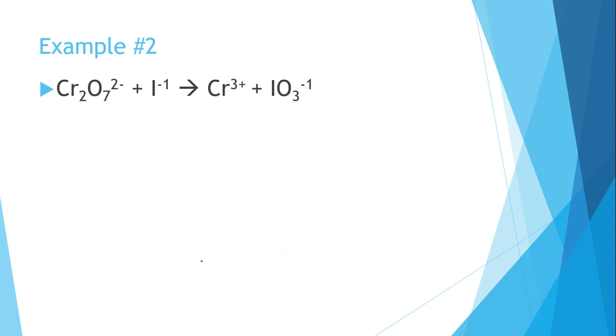Let's try to do that with another example. Here, we need to separate it into the two half reactions. So chromium with chromium and iodine with iodine. So here, Cr2O7 2- yields Cr3+. First thing we need to do is balance our atoms when writing our half reactions.